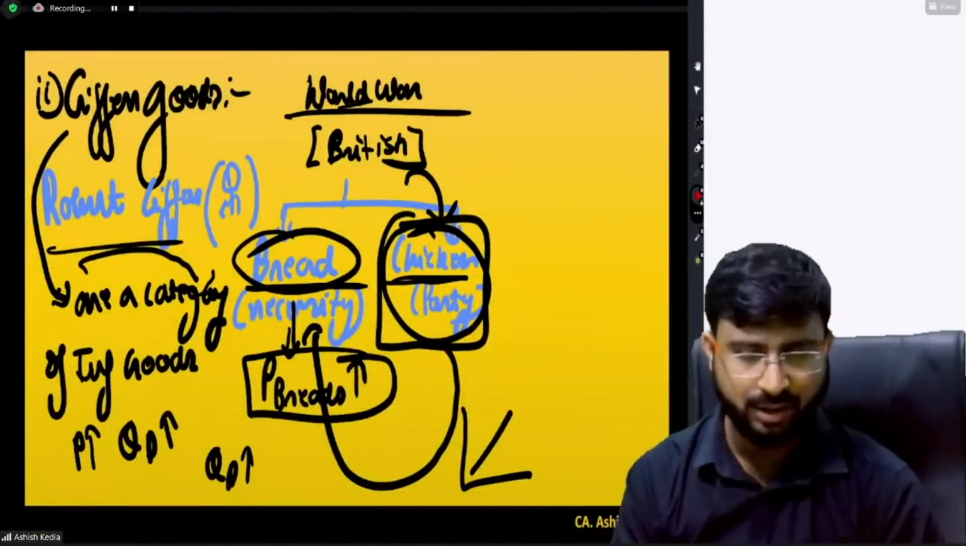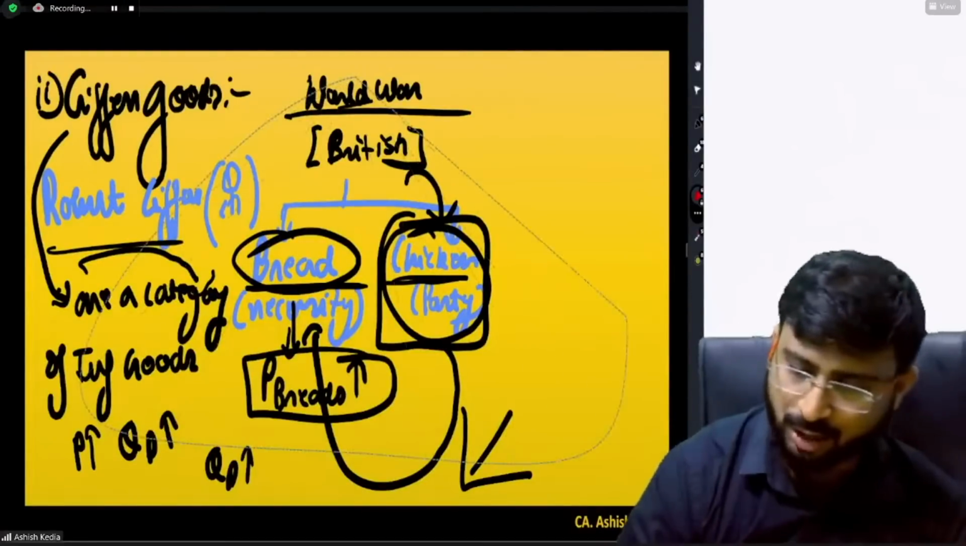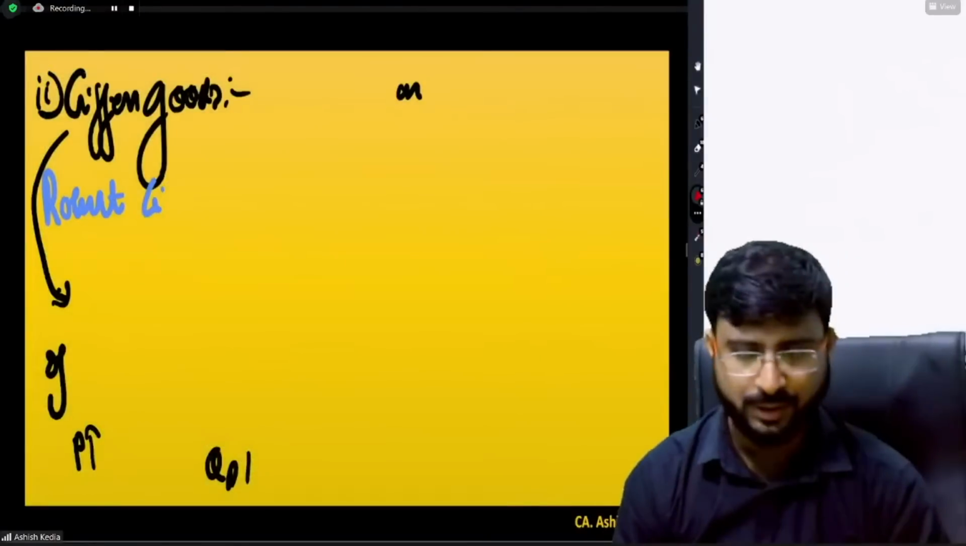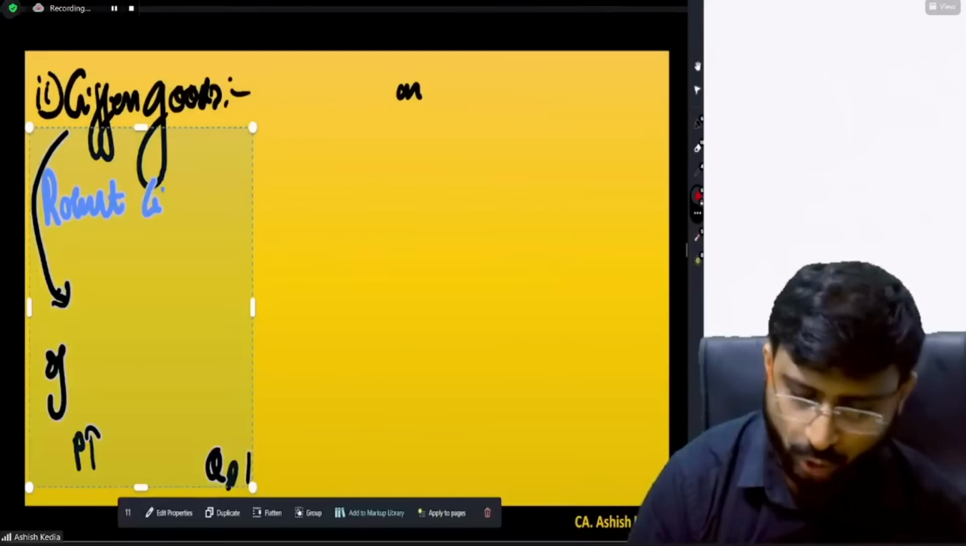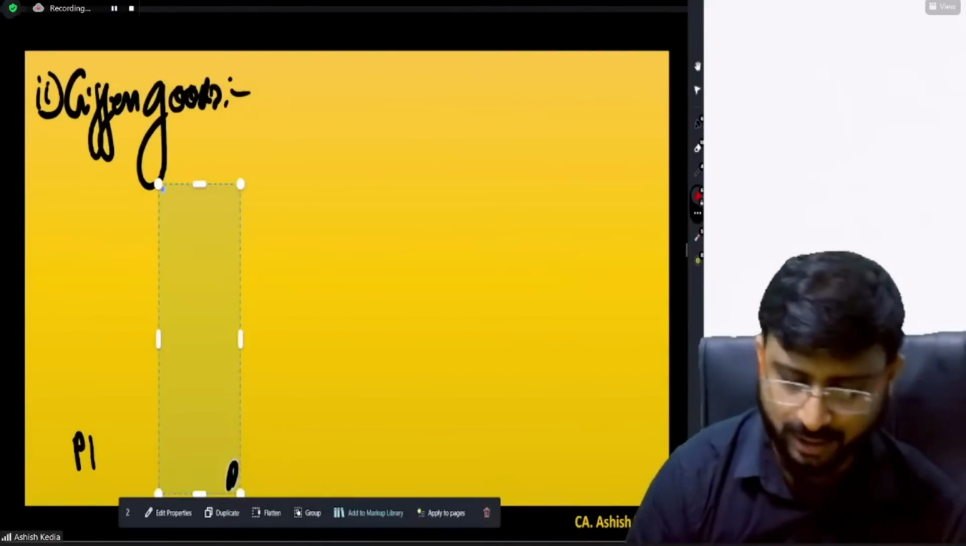Now moving on to Giffen goods. Everybody, now we move to Giffen goods. So where does the story of Giffen goods begin?